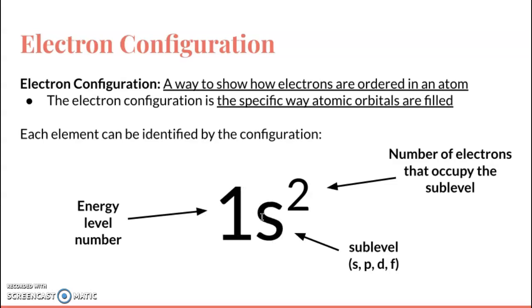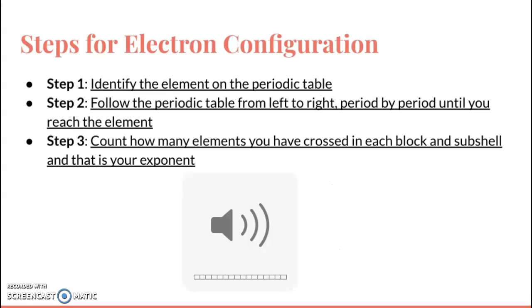I'm in my S sublevel, or my S orbital, and I have 2 electrons total that are going to be in this sublevel. All right, so now that we know what electron configuration looks like, that one little individual piece, we can now start to chain them up to make the full address.